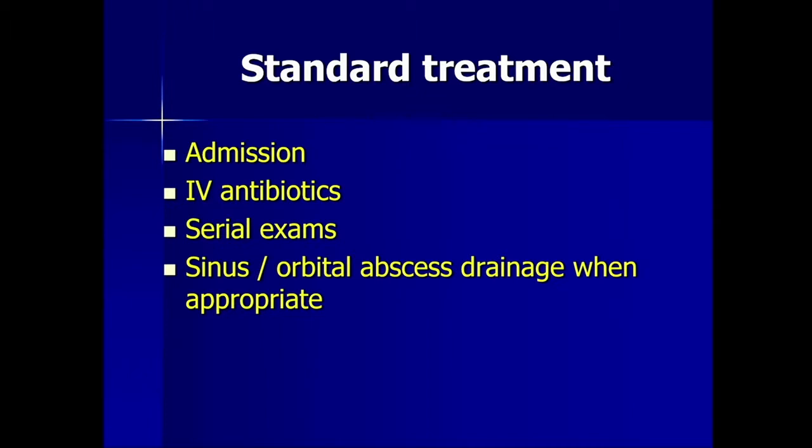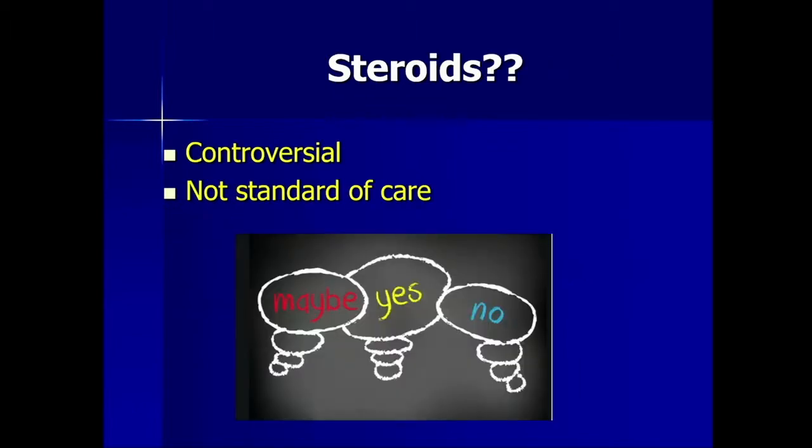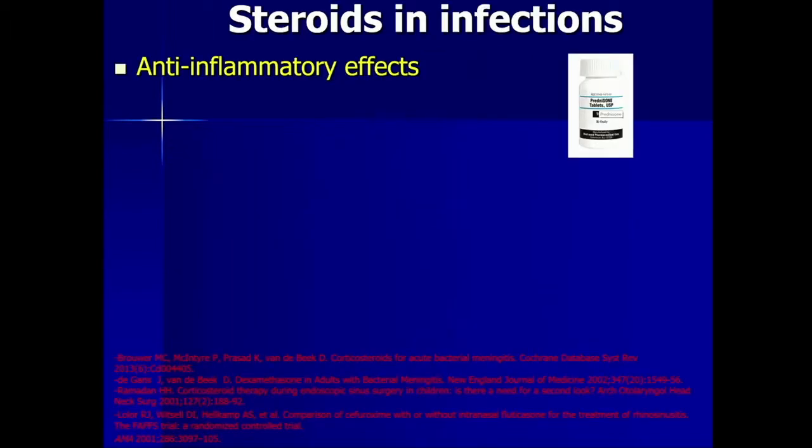So typically, we know what happens. The children get admitted, they get broad-spectrum intravenous antibiotics. Serial exams are important, so the residents or you guys are seeing these children at least once a day, sometimes more, depending on clinically how they're doing. And prior papers sort of guide us on which children can benefit from surgical drainage of their sinuses and or orbital abscesses. So steroids, controversial still to this day. There's really no standard of care, but let's see what's been done in the past and maybe what we can do going ahead in the future.